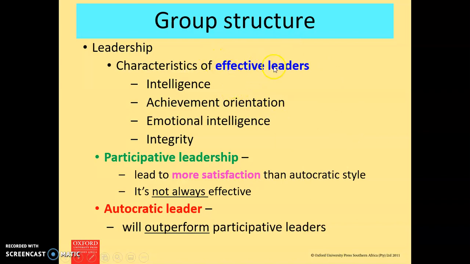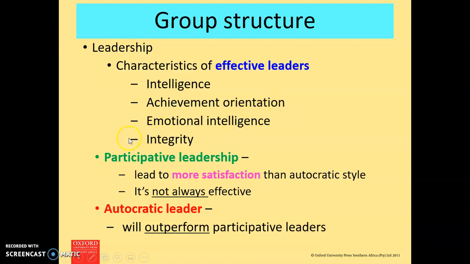So it is important to have leaders who are achievement oriented because this can contribute to the effectiveness of the group. It is important also to have leaders that have emotional intelligence, because leaders who have emotional intelligence know how to manage their own emotions and the emotions of other members in the group. It is also important to be effective. The group leader or the leaders need to have integrity, because integrity can make the groups involve in ethical behavior compared to unethical behavior.